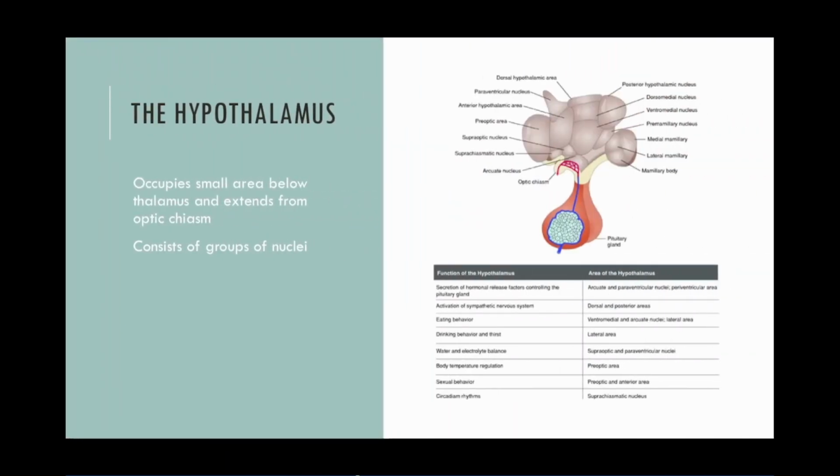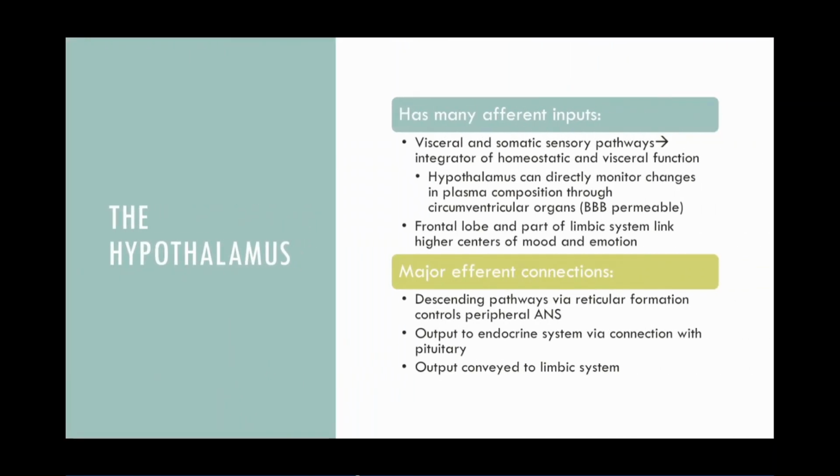So hypothalamus, area below the thalamus, has a bunch of nuclei. You don't need to know all this stuff. Don't worry about the nuclei. Hypothalamus has afferent inputs. Afferents, do they go away from the hypothalamus or towards the hypothalamus? You sure? Away. Wait. No, afferents are towards. Efferents are away. Yeah, sorry. So it has afferent inputs. It's knowing what's going on in the outside world, in the environment where we are.